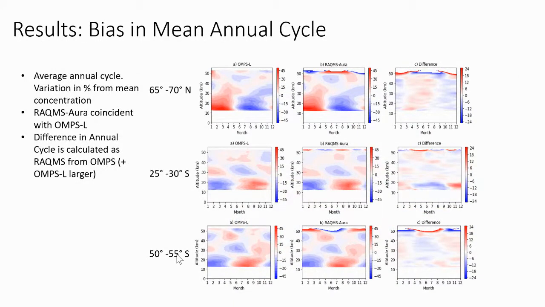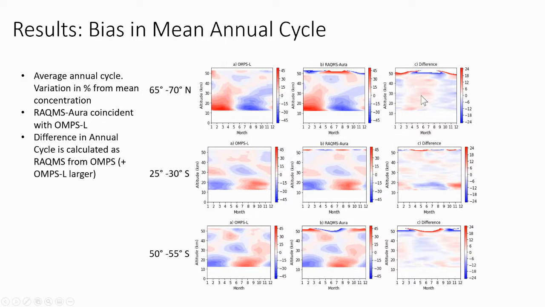So then we look at the mean annual cycle, comparing between the OMPS-Limb and the corrected RAQMS Aura. We've done this across the entire globe, but are looking primarily at the listed 3 regions. And we calculate this as the variation in percentage from the mean concentration. And the difference seen in the third plot is the RAQMS cycle removed from the OMPS.